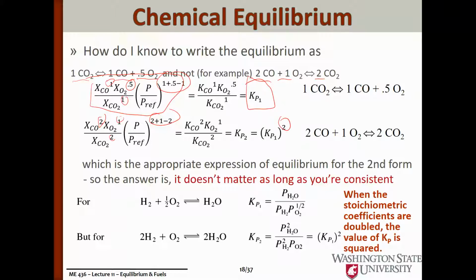So this is important. You can write your equilibrium reaction this way rather than this way, but if you're looking up tables and you find an equilibrium constant for this reaction, you're just going to have to square it to do this reaction.